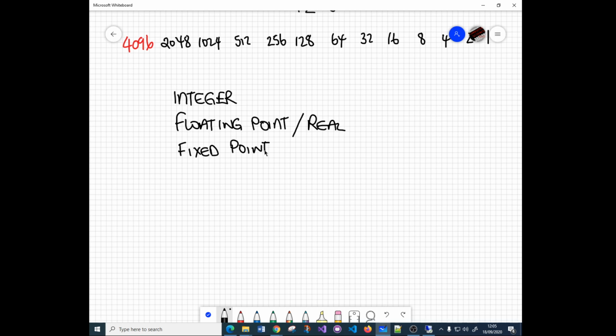Fixed point. There are others. We don't need to know all these, but I want to give you a flavour. BCD, because every time you shift, remember you're dividing.